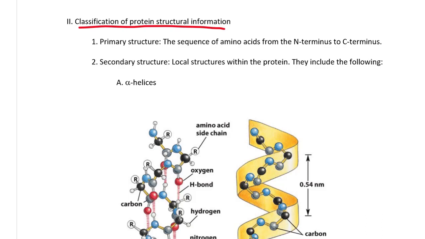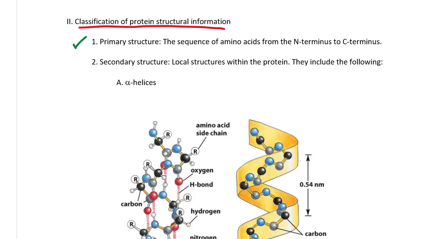So primary structure would be the sequence of amino acids from the N-terminus to the C-terminus, basically giving you that first bit of structural information of, okay, what are the amino acids and in what sequence are they chained together, starting from the N-terminus to the C-terminus. So that's the first bit of structural information.